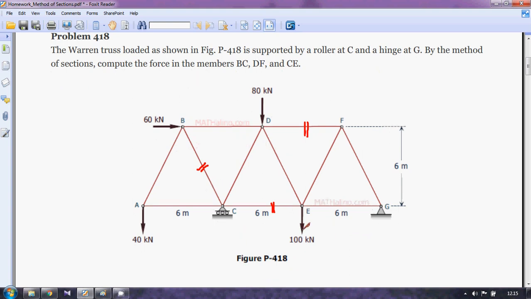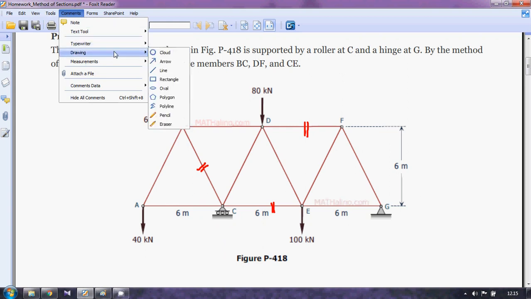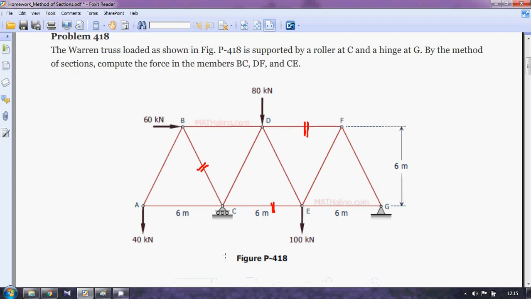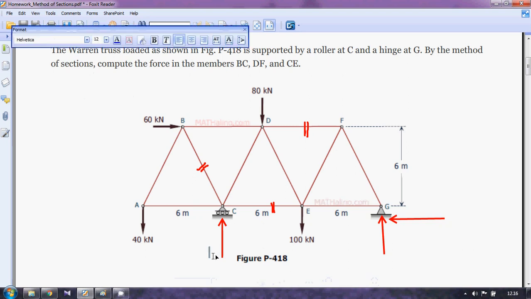We are seeing the C joint, where we have a roller support. We know that at a roller support, we have only one reaction. So let me take this like this. And at point G it is a hinge support, so I have one vertical reaction and one horizontal reaction. Correct. Let me mark it. For example, take it as CY, and here GY, and this GX. Good.